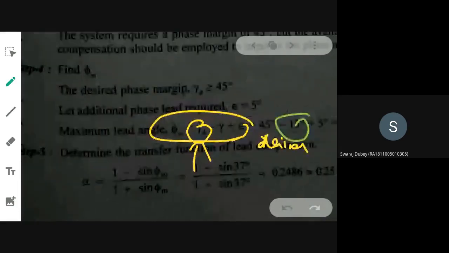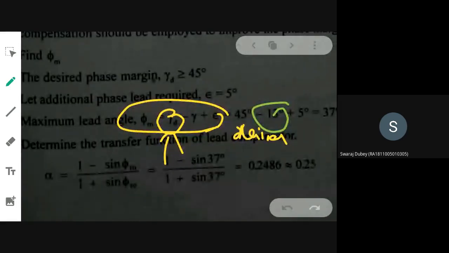And what about gamma? From the graph you have got gamma equal to 13. Just now I calculated it from the graph, so that is your 13. And finally, epsilon's initial value will always be 5 degrees. So this is the change you will be doing for the lead compensator you are now discussing.